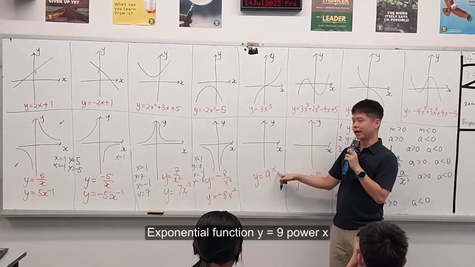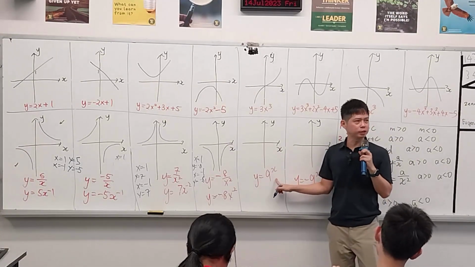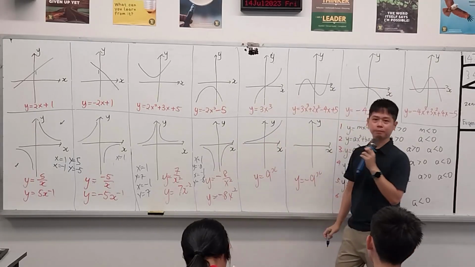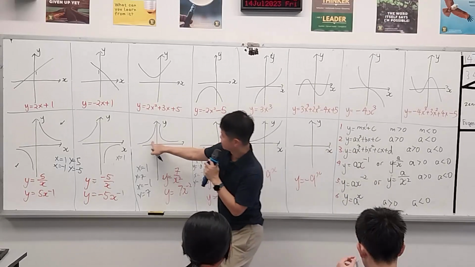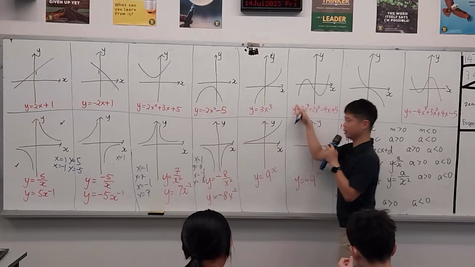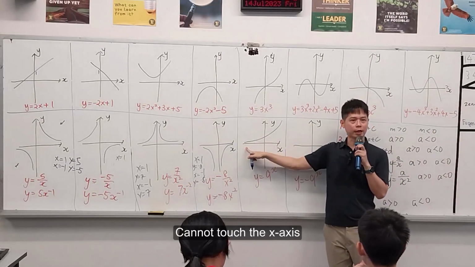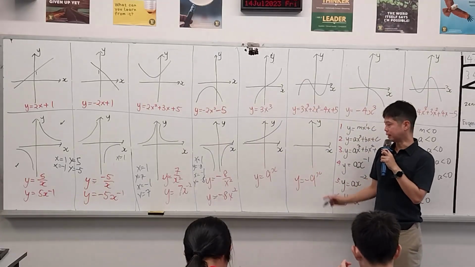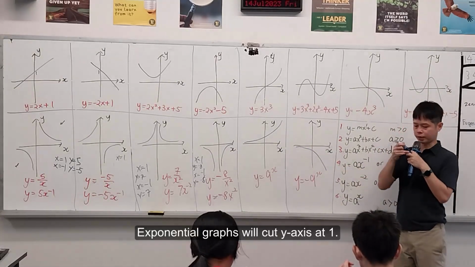Last one, 9 power x. Okay, this is called an exponential function. It will start very slow, and then suddenly it will shoot up. So it's a curve again, just like this two part, it will be a curve. Can it touch the x-axis? Answer is cannot. It cannot touch the x-axis. And the last one, it will be down here. All right.